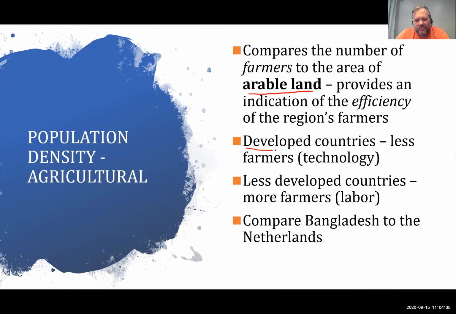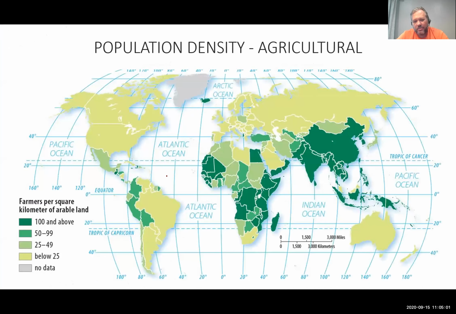Developed countries have a lot more technology. If you think about farming today, how many farmers does it take to farm 100 acres in the US versus how many does it take to farm in Bangladesh? Having fewer farmers per square mile is generally considered a sign of a more developed country. More farmers per square mile would indicate that they have less technology. The dark green would show us where that less technology is, or more farmers, and the lighter areas would mean we don't have as many farmers in this area.